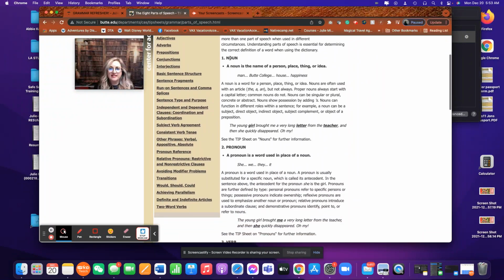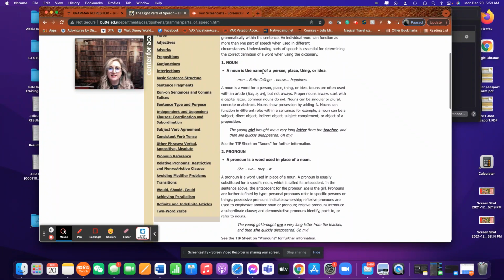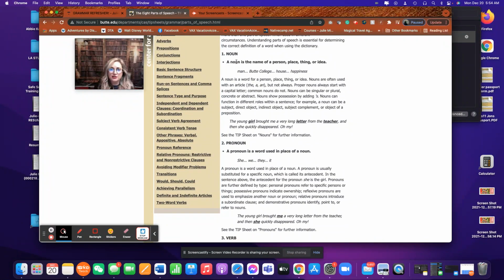Okay, the first one we have is a noun. A noun is the name of a person, place, thing, or idea. We know that nouns are the subjects in a sentence. We know that nouns can be common or proper. A common noun is a building. A proper noun would be a library. So, or Millard Oakley Library. So that would be a proper noun. So we have a noun being a person, place, or thing, and it also can be singular or plural. Guys, you know what nouns are, but let's just review.